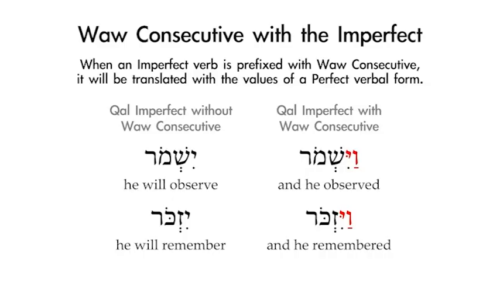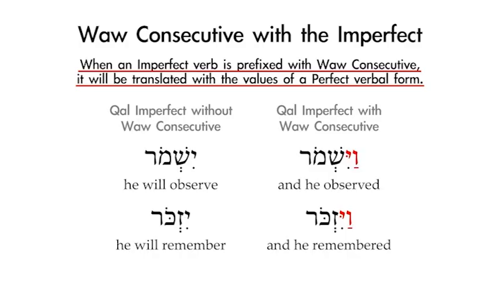We'll begin by considering the waw consecutive with the imperfect. When an imperfect verb is prefixed with the waw consecutive, it'll be translated with the values of the perfect verbal form. That's right. The imperfect is going to be translated like a perfect when it takes the waw consecutive. Let's look at an example together. On the left, you'll see the form yishmor. This is the Qal imperfect without the waw consecutive, and it's translated, he will observe.